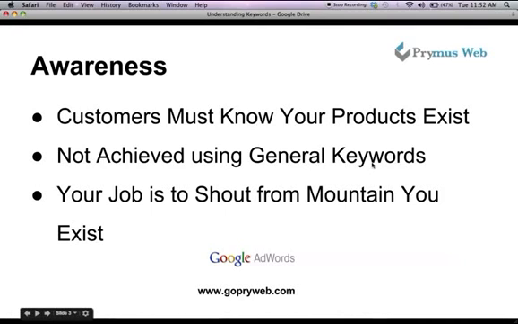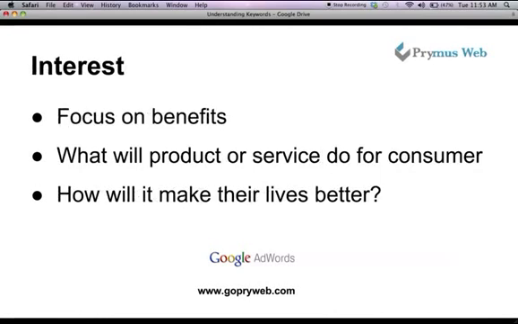So when you're developing a keyword, what are you selling? Let's say you're selling plasma TVs, but what kind is it? Is it a Panasonic? Is it a Sony? Is it a Vizio? Is it 56 inches? Things of that nature. Again, at the awareness stage in the buying funnel, success is not achieved using general keywords. With any keyword that you develop, long tail, short tail, we'll get into that, you want to make sure you're shouting from the mountaintop that you exist. We'll get into how you do that, and you don't do it with general keywords.